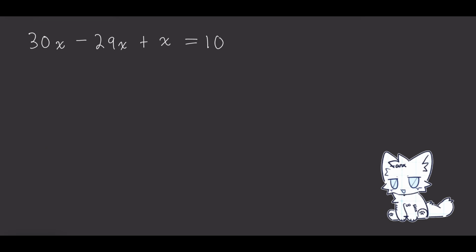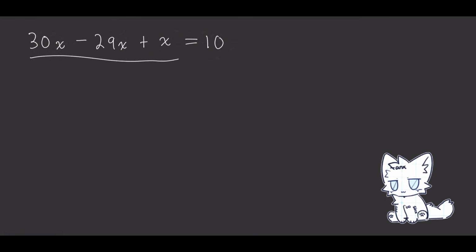Let's say you have 30x minus 29x plus x is equal to 10. All right, taking a look at this equation, it might seem intimidating, but what we can do here is combine like terms. Like terms is kind of self-explanatory. They are terms that are like each other. So let's simplify the left side of the equation.